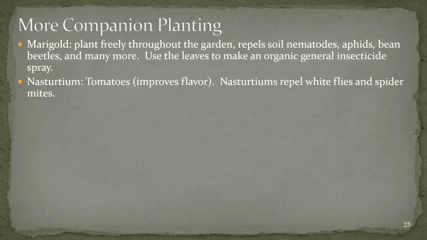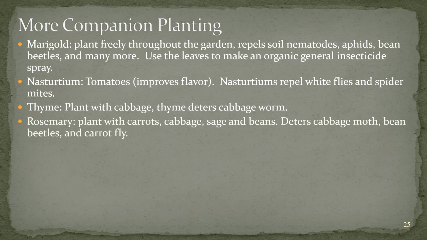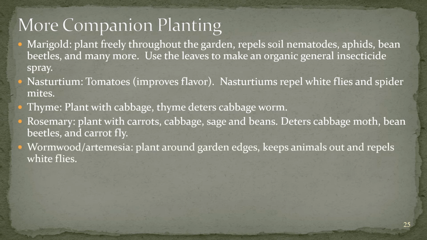Nasturtiums. Plant them with tomatoes. It improves the flavor, and the nasturtiums repel whiteflies and spider mites. And they're pretty. Thyme. Plant well with cabbage, and this is basically because thyme deters the cabbage worm. Rosemary can be planted with carrots, cabbage, sage, and beans. Rosemary deters the cabbage moth, bean beetles, and the carrot fly.